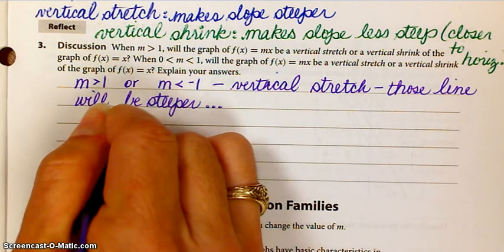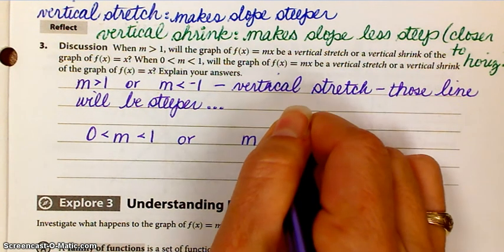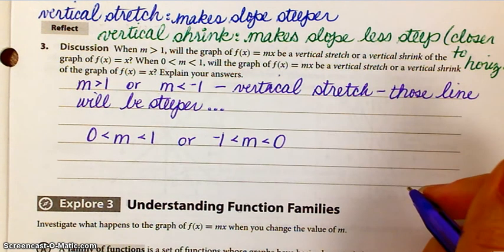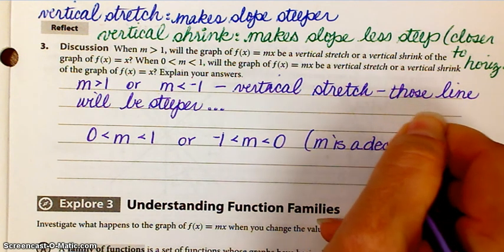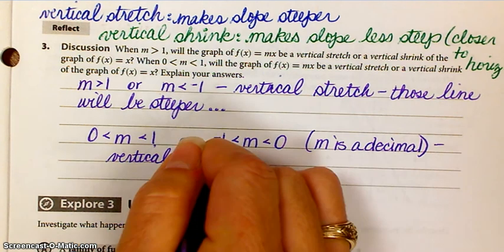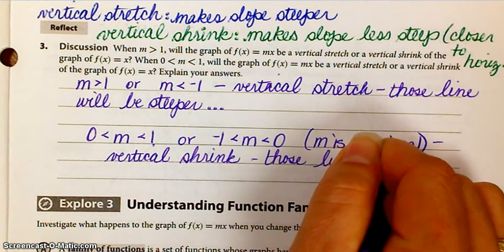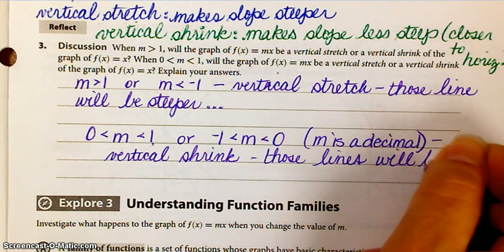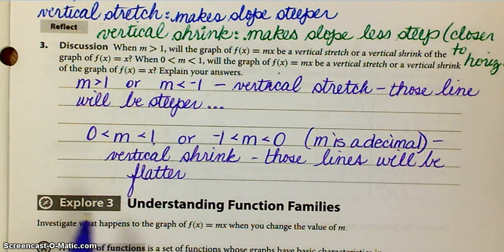When m is less than 1 but greater than 0, or when m is less than 0 but greater than -1, meaning that m is a decimal, that's going to be a vertical shrink. Okay, those lines will be flatter. Okay. And by those lines will be steeper, those lines will be flatter, I mean versus the original line. Okay, f of x is equal to x, or f of x is equal to -x.